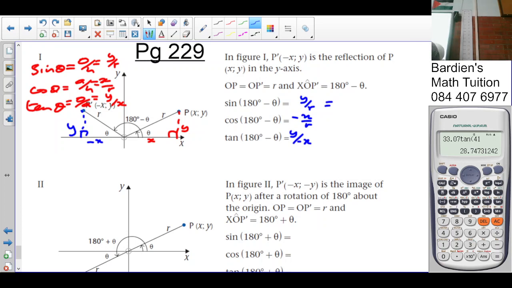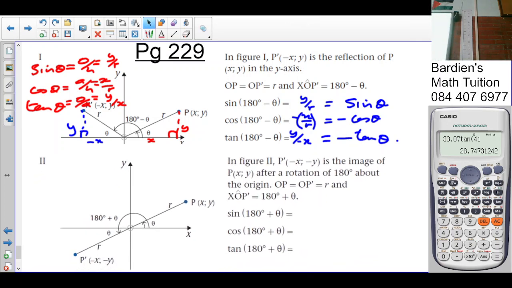But what is y over r? Y over r is sine theta. Can you see that? What is x over r? Cos. So that is going to be minus cos theta. Can you see that, people? The next one would be negative y over x, which is negative tan. That again confirms that only sine is positive in the second quadrant. You all agree with that?